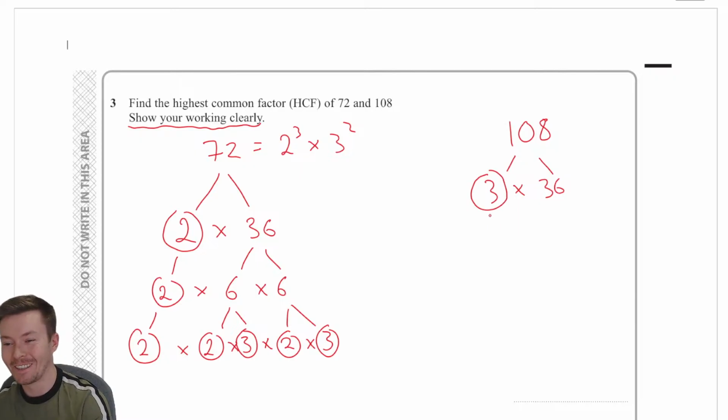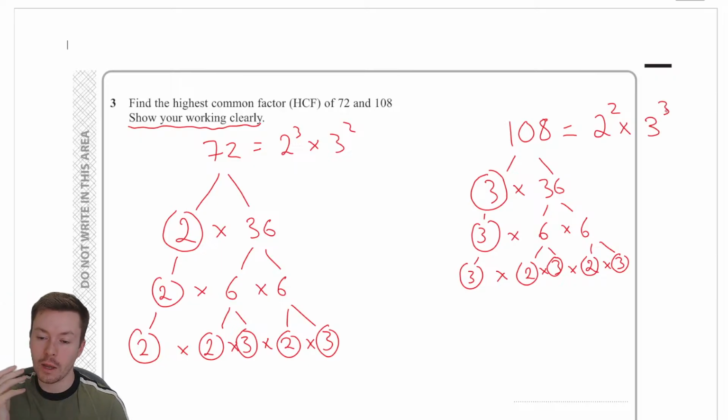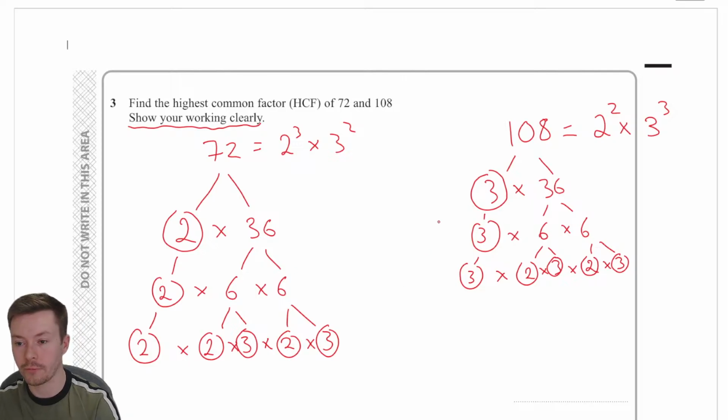Right, that is 3 times by 6 times 6. And then 3 times by 2 times 3 for the 6 times by 2 times 3. So 108 is 2 squared times 3 cubed. Now from there, we need to do a Venn diagram, and I've not got loads of space here.